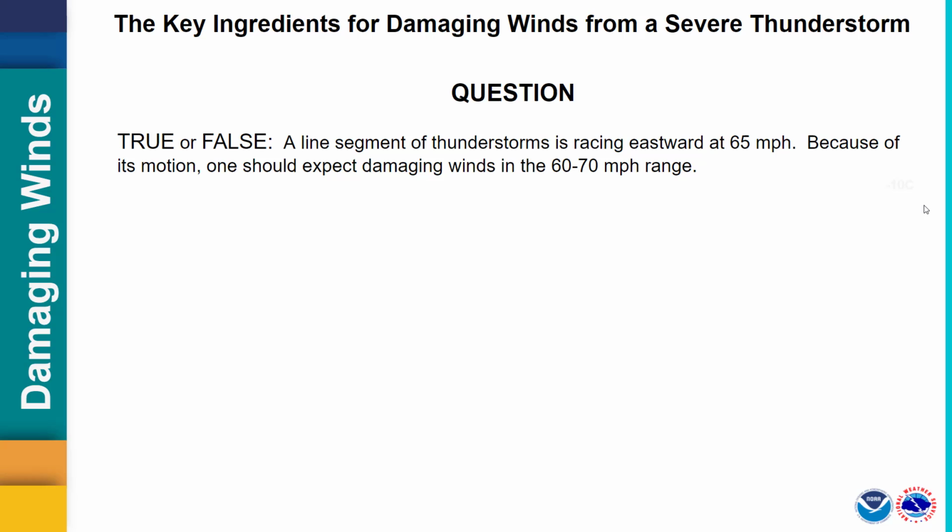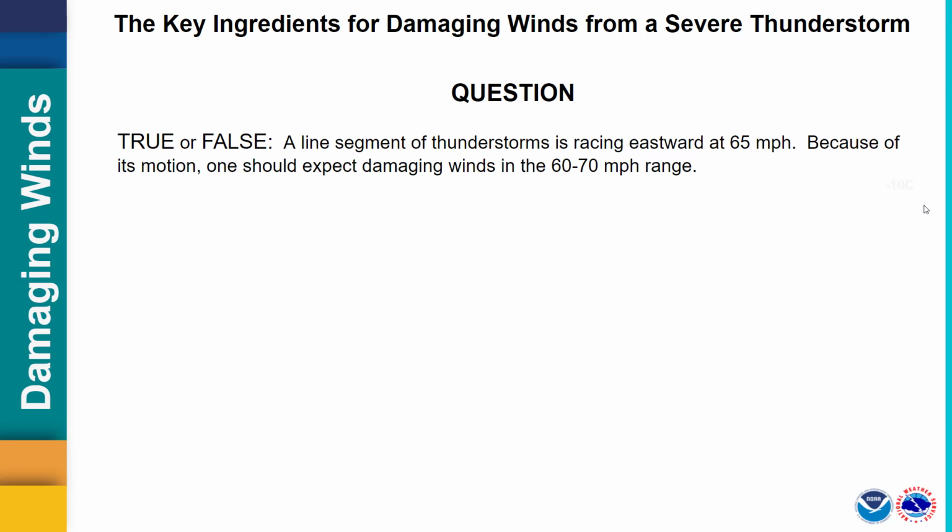How would you answer this question? True or false? A line segment of thunderstorms is racing eastward at 65 miles an hour. Because of its motion, one should expect damaging winds in the 60 to 70 mile per hour range.